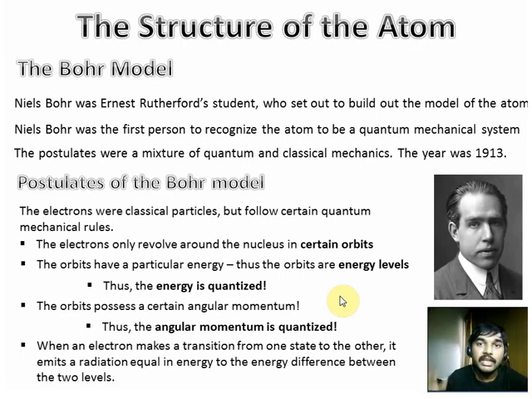The radiation which is emitted is equal to the difference between the energy levels of these two levels. So you have some E initial and E final, and the difference between these two levels is what is emitted. This is very, very important. We'll see the importance of this in a minute. So let's see what this atomic model looks like.